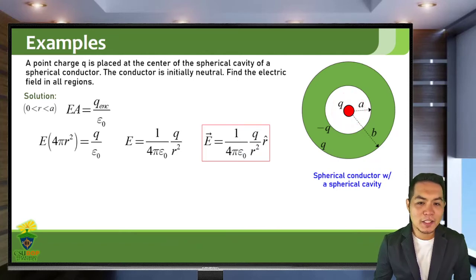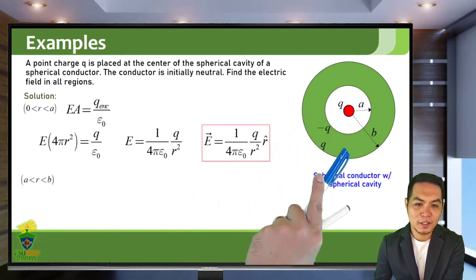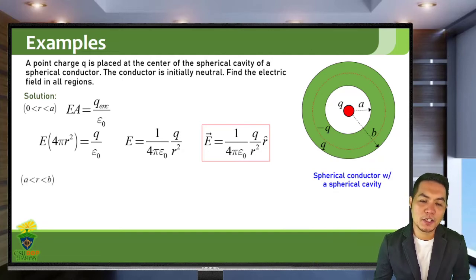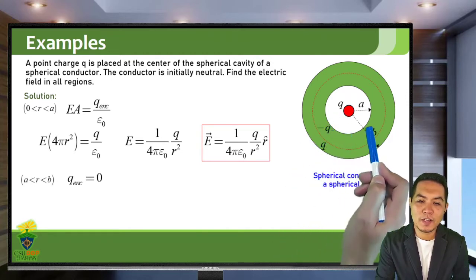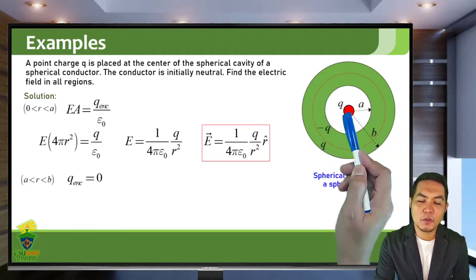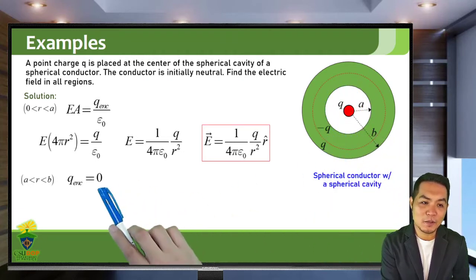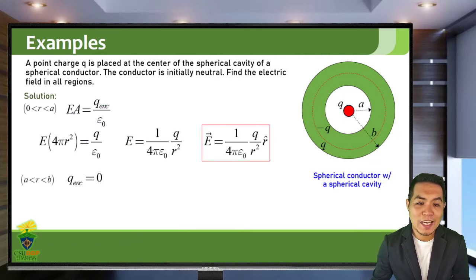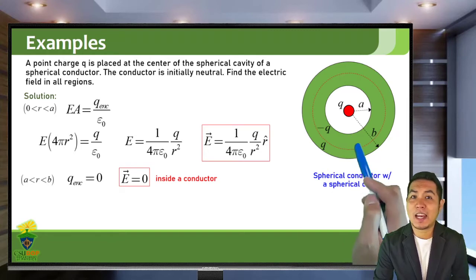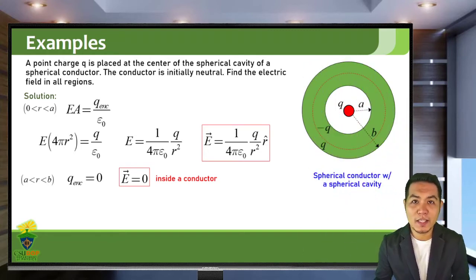Now, for the second region, r is between A and B. So our r is in this region here. We make a Gaussian surface in this region, and you will notice that the charge enclosed will be a positive Q here and then a negative Q here on this surface. So the total charge enclosed will be Q plus negative Q, which is 0. If the charge enclosed is 0, therefore the electric field is also 0. Which is true because this is the inside of a conductor. The electric field inside a conductor is always 0.